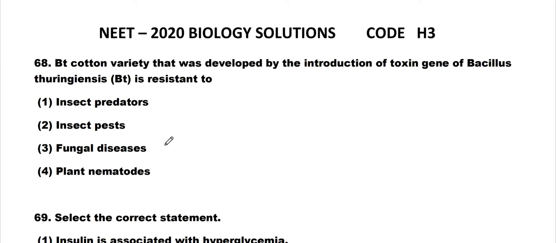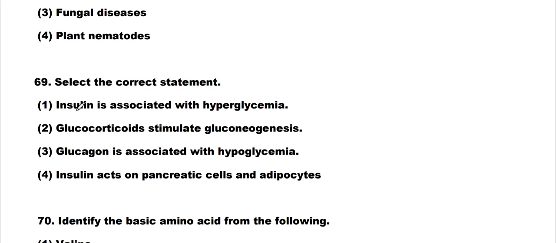BT cotton variety that was developed by the introduction of toxin gene Bacillus thuringiensis is resistant to. Straight away, the answer for this is insect pest. Next, question number 69. Select the correct statement. Insulin is associated with hyperglycemia. No, insulin is responsible for decreasing the blood sugar levels.